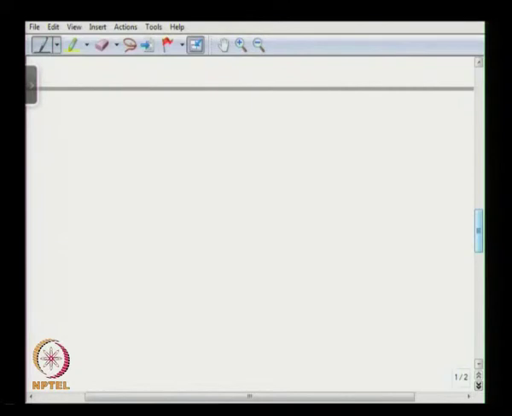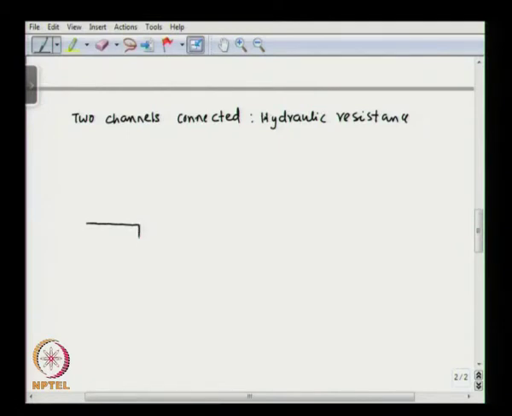So we consider a case with two channels connected, and we are going to find the hydraulic resistance. So let us consider a case where we have a back step.